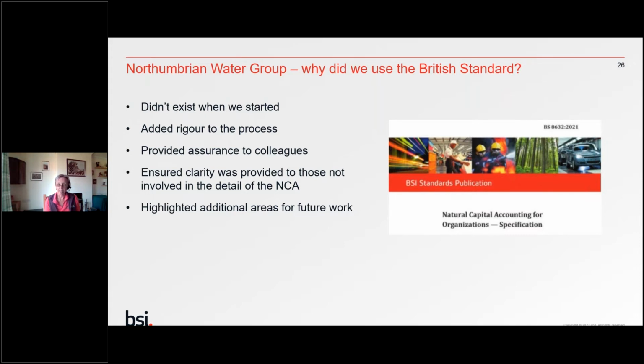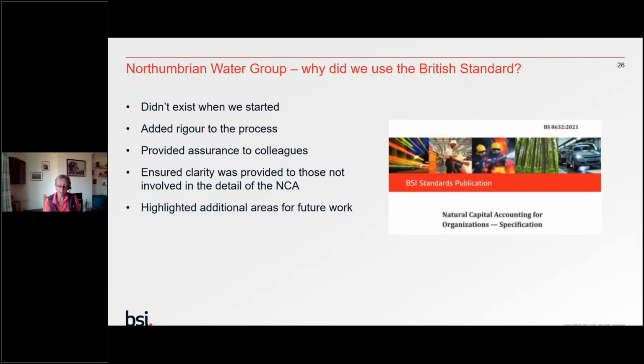We saw that as a great opportunity to check what we had done against the standard. Why did the standard matter? Well, for us, it added that additional rigour to the process, checking that what we had done was compatible with that approved standard. It provided assurance to my colleagues that we hadn't just dreamt up a process and run with it, that it is consistent with the requirements of the standard.